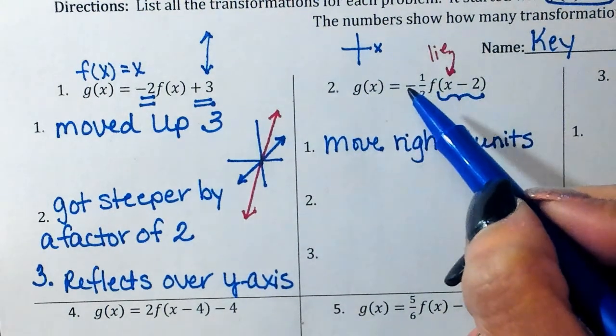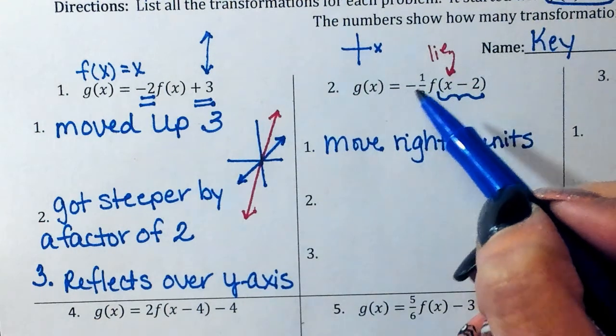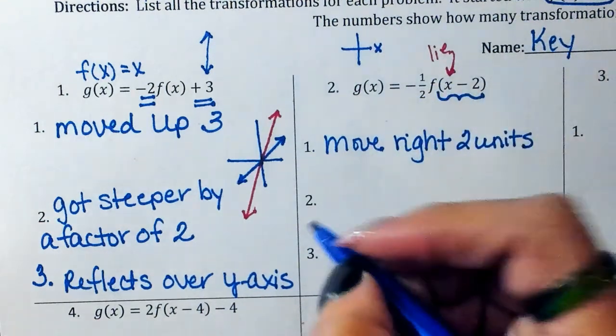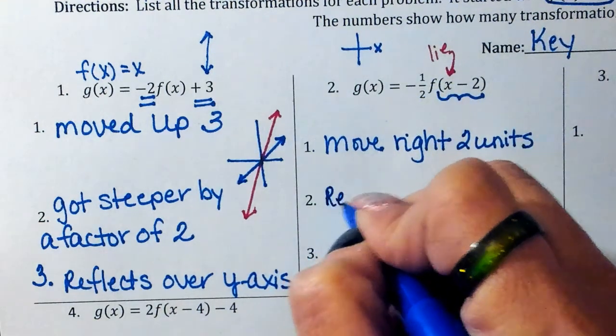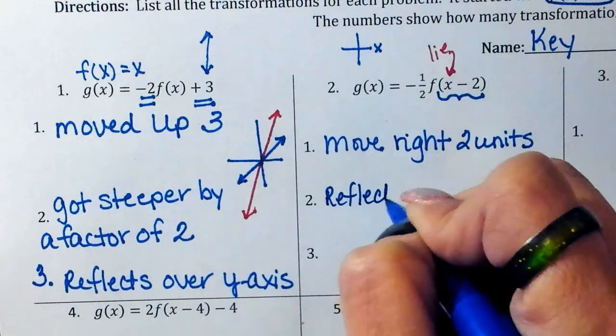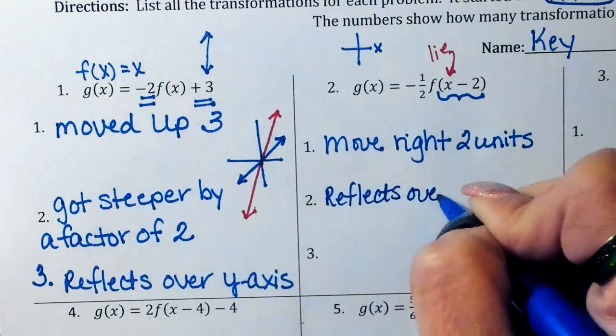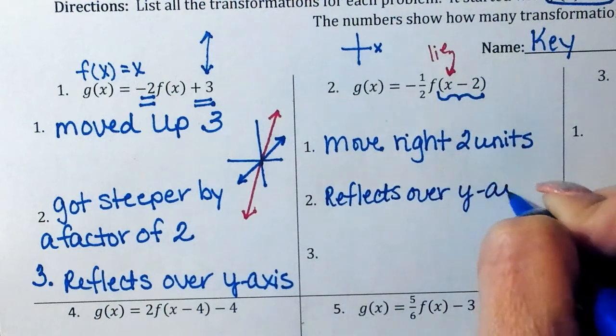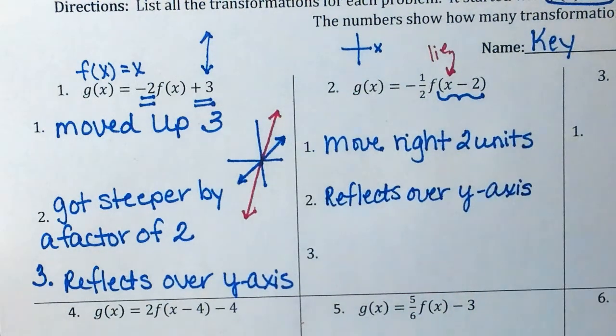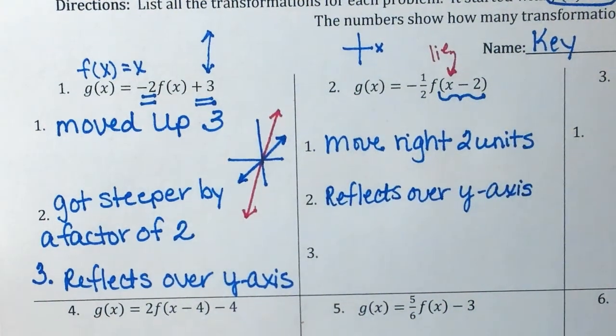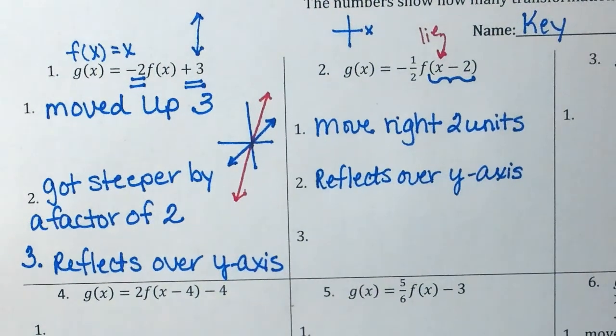Then I need to look at this negative 1/2. Well, the negative, all that does is flip it, right? So real easily I can say it reflects over the y-axis. We always reflect over the y-axis. IXL is going to reflect over the x, but we don't have to worry about that.